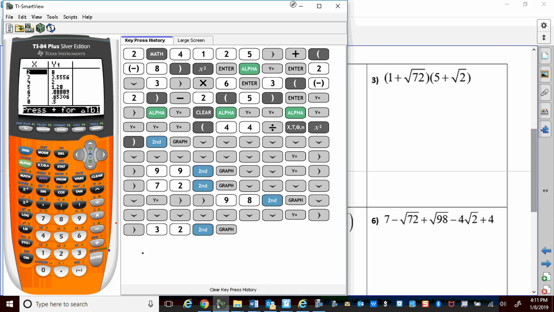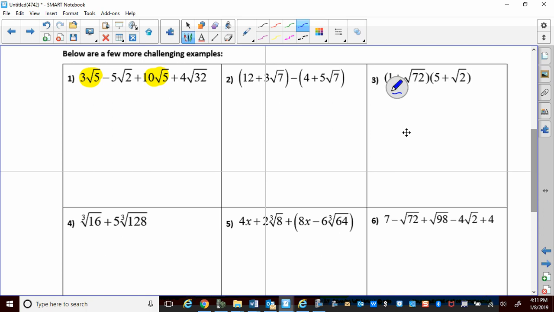Second table, and I have 4 root 2 plus 4 root 2. So I need to be careful here. I need to be careful. Plus 4 times 4 root 2. All right? And over here, everything else, it just comes down.